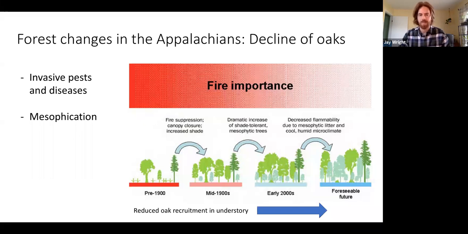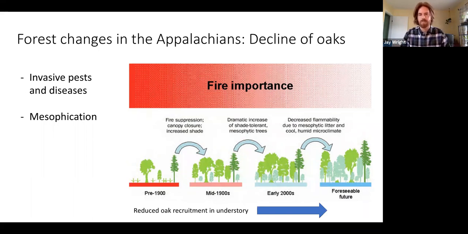The way this has happened is through a long period of fire suppression. Oaks are a fire-adapted species. Before 1900, there was a fire regime where fires were a natural part of the landscape, and they would clear out the understory and create a more open canopy. So there's more light getting into the understory layer, which was good for oaks, which are not that tolerant of shade.